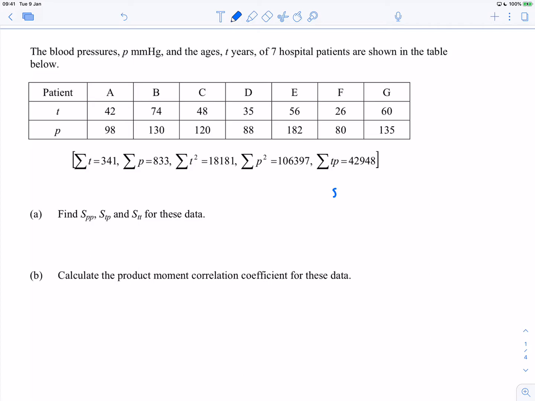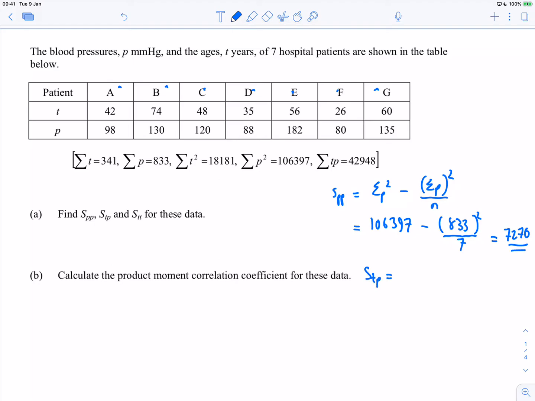SPP is going to be the sum of p squared minus the sum of p all squared over n. So the sum of p squared is 106397 minus the sum of p, which is given as 833 squared all over n, and there's 1, 2, 3, 4, 5, 6, 7, so that's over 7, and that value is 7,270.